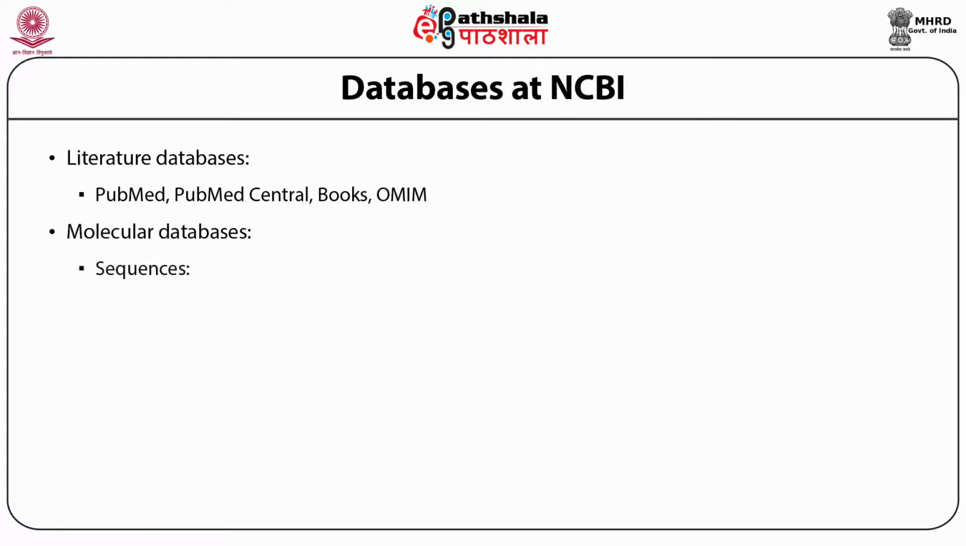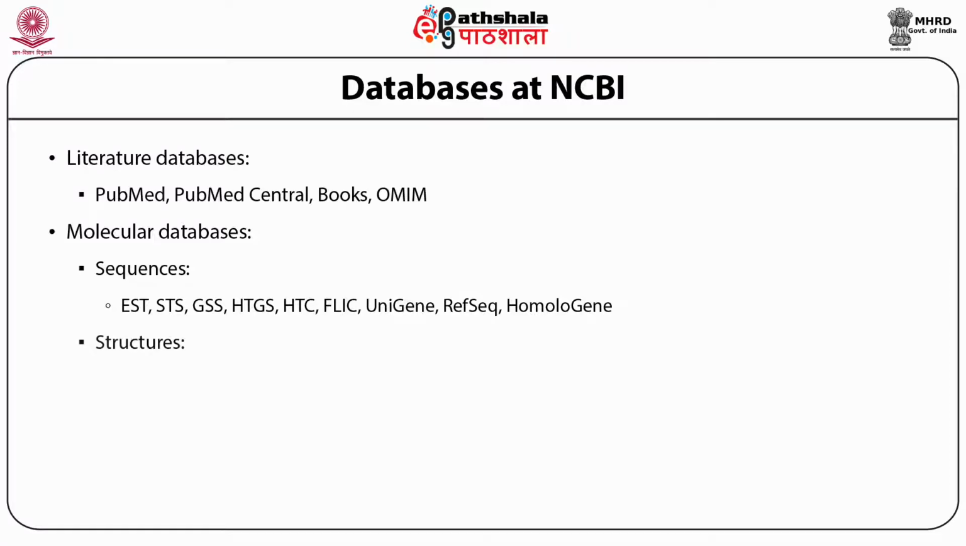For example, the sequence databases like EST, STS, GSS, HTGS, the high throughput genome sequencing data, HTC, FLIC, Unigene, RefSeq, HomoloGene. All these are actually sequence databases, and they are stored in different formats. For the protein structure, you can go for the MMDB, that is the protein model database. Then the CDD is the conserved domain database. You can go for the taxonomy information, and other databases such as the GEO and Sky. So these are the major contents of the NCBI.